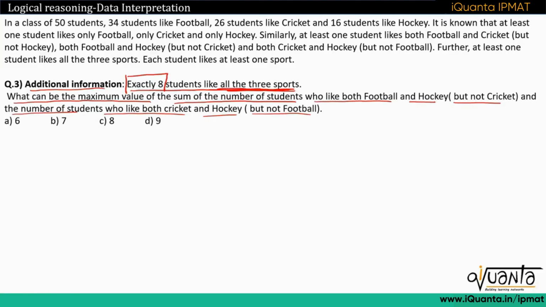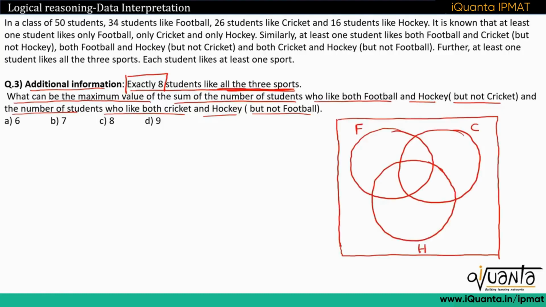So let us first draw the Venn diagram and try to find out where these regions lie. So this is the Venn diagram that we have. We have been given that exactly 8 students like all 3 sports, so we'll write 8 over here. We need to find out the region both football and hockey but not cricket. So where is this region? Football and hockey but not cricket. This region is over here, this one that I'm darkening with red color. This is the region.